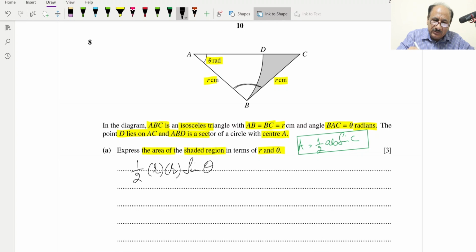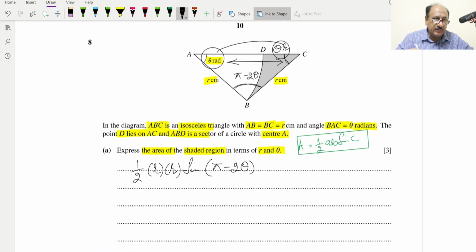So if this is theta, this is theta, opposite sides, these two opposite sides are theta. So this will be pi minus 2 theta. So instead of theta, we will take this angle pi minus 2 theta. Now you understand why we are taking pi minus 2 theta, because this is pi radian, theta radian, and this is also theta radian. So these two angles are adding up to 2 theta. So pi minus 2 theta.